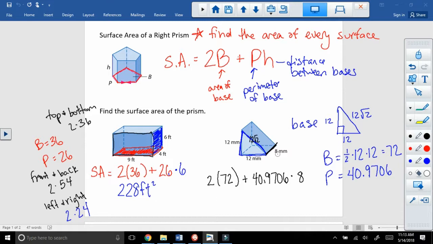The distance between the bases is 8. So the height of the prism is 8. Sometimes students like to think about it as just rotating it up so that it's sitting on the bases. The height is not always the number that's vertical on your picture.